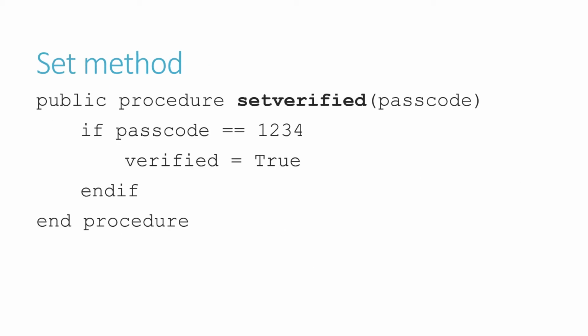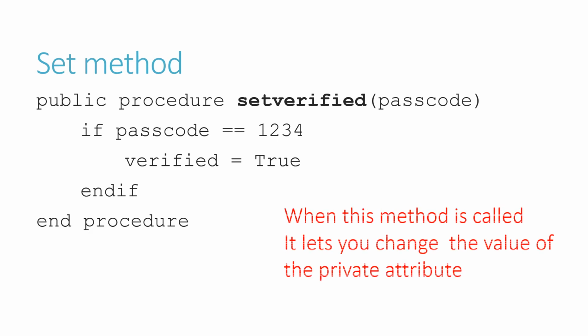Similarly, if we want to alter the value of an attribute, in this case verified, we need to use a set procedure, and this procedure is called set verified. It takes a passcode, and if the passcode is correct, then verified is set to true. So this is a way of setting the verified value to true using a set procedure, and let's see that in use in the main program.